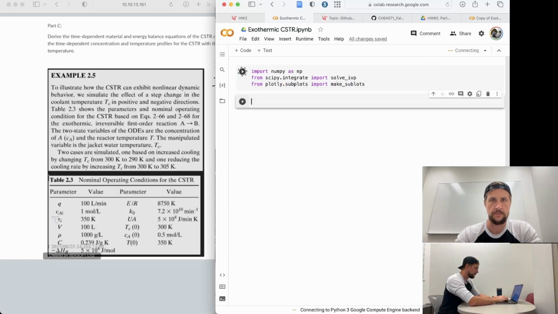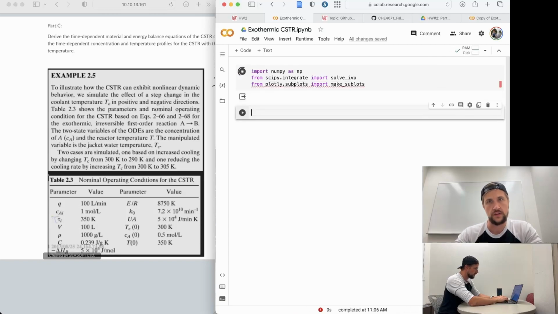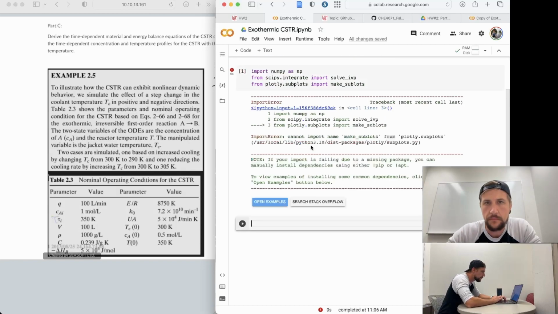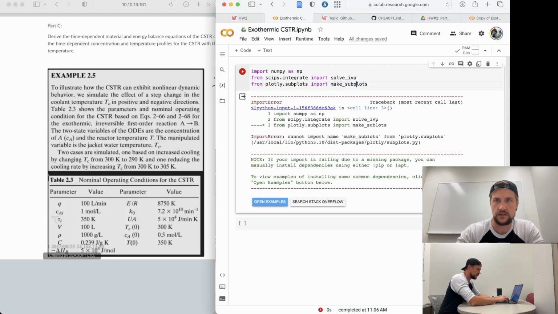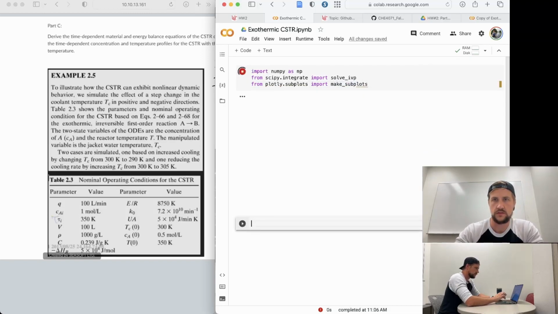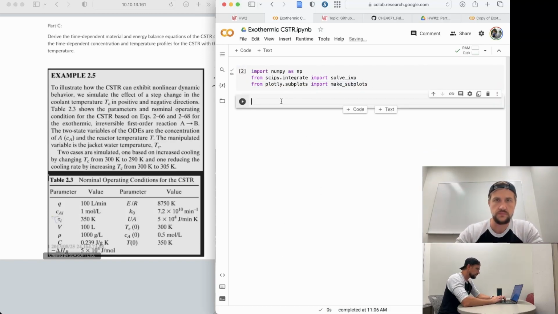The import isn't working, so let me retype it: from plotly.subplots import make_subplots, along with numpy and integrate. I was talking too much. There we go. Okay, now let's get in our parameters.